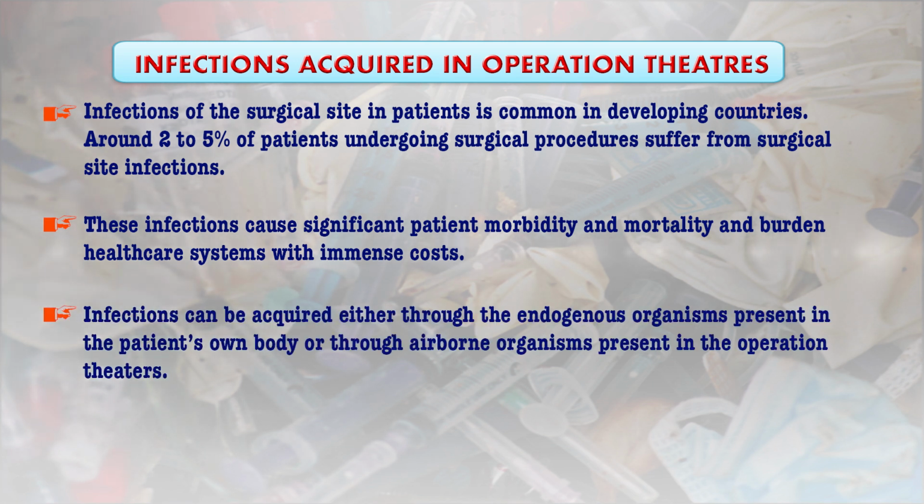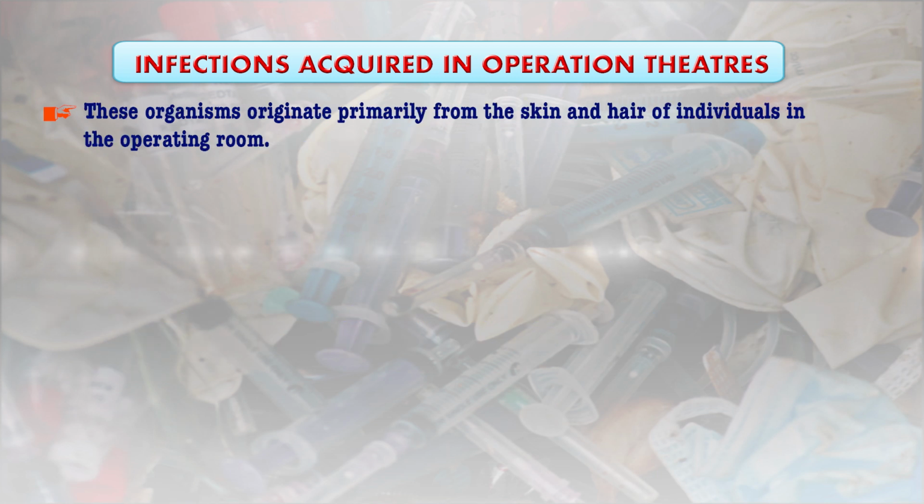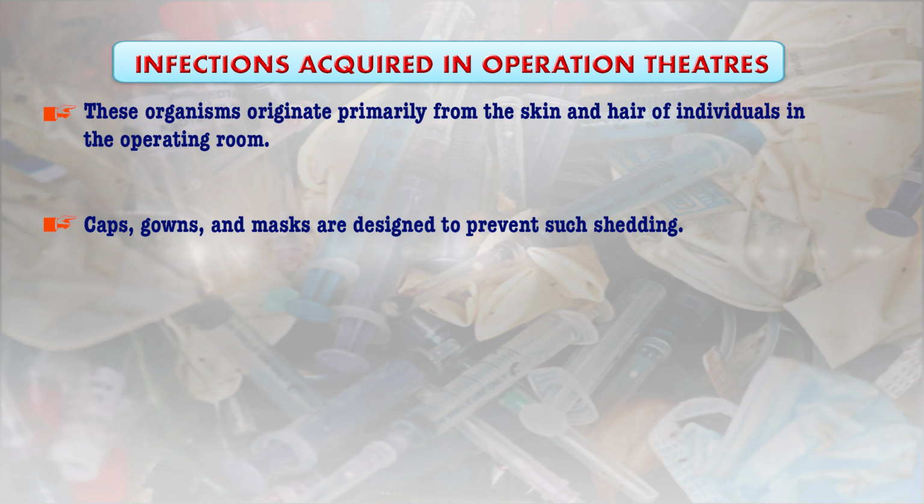So infections can be acquired through the endogenous organisms present in the patient's own body or through the airborne organisms present in the operation theatres, and these organisms originate primarily from the skin and the hair of the individuals in the operating room. The caps, the gowns, the mask, they are all designed to prevent such shedding.